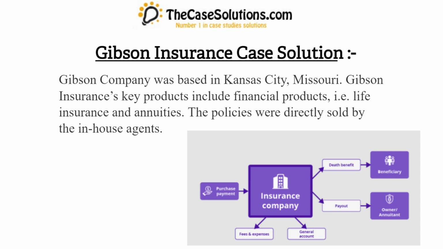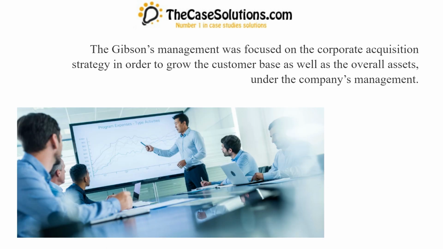Gibson Insurance Case Solution. Gibson Company was based in Kansas City, Missouri. Gibson Insurance's key products include financial products, i.e. life insurance and annuities. The policies were directly sold by the in-house agents. The Gibson's management was focused on the corporate acquisition strategy in order to grow the customer base as well as the overall assets under the company's management.